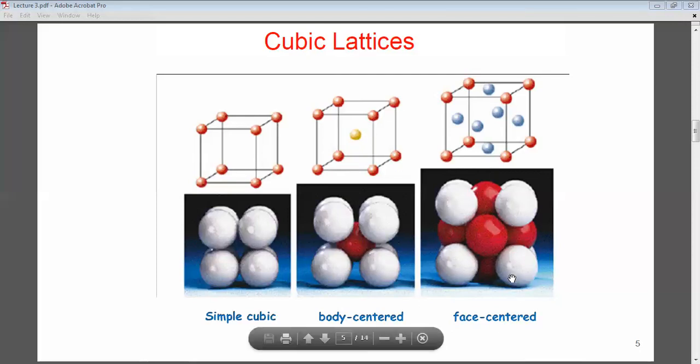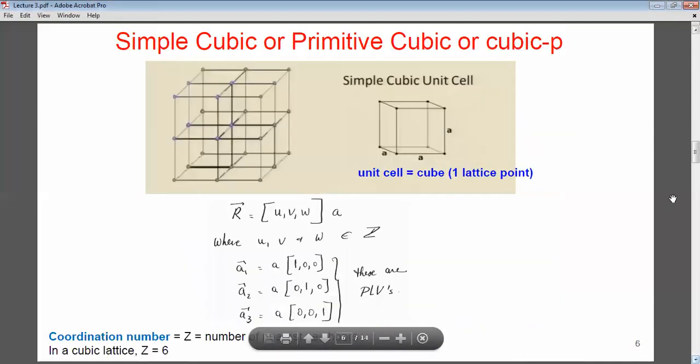And the FCC variant is where I also have the corners occupied by atoms, but each face has an additional atom, or an additional lattice point, in the middle. Okay, let's start with the simple cubic.